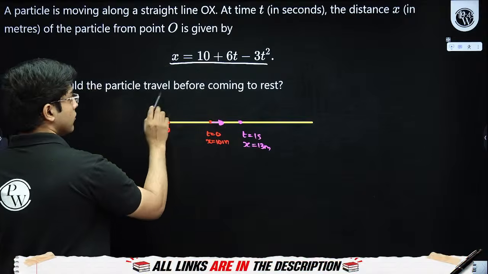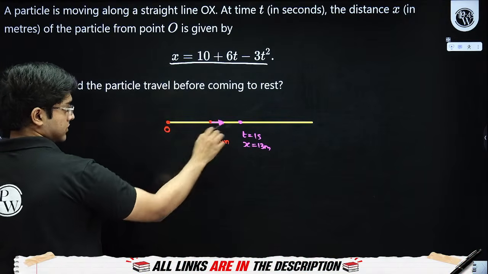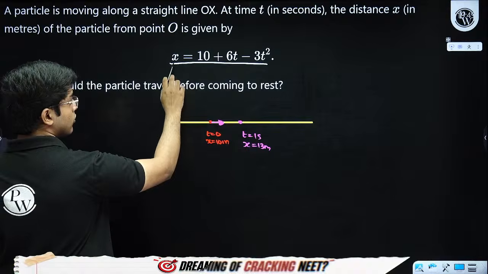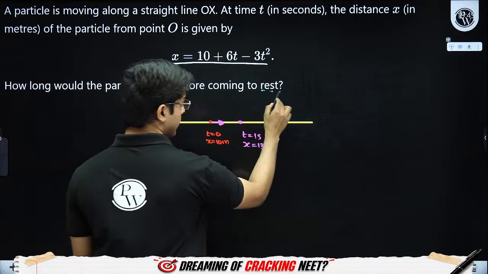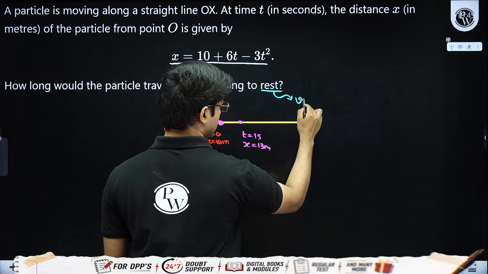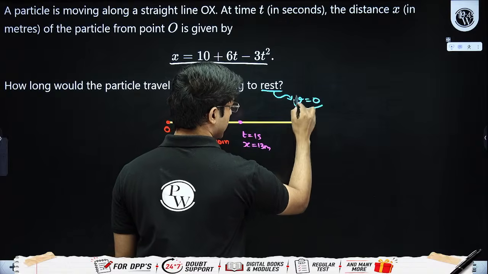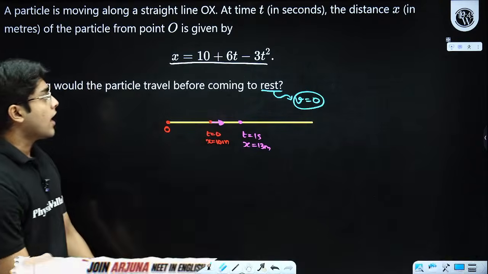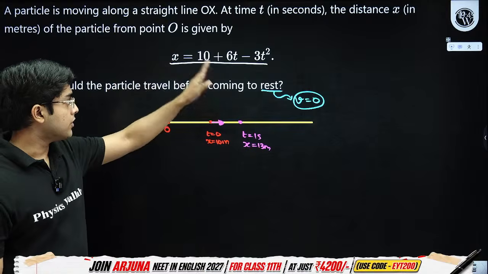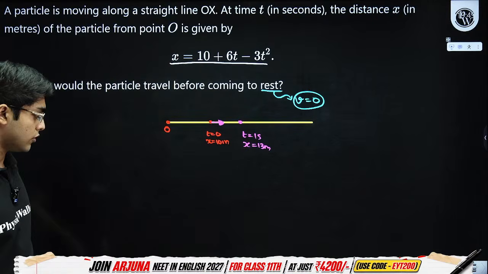Okay. So they're asking when does it come to rest. So what does rest mean? Speed equal to 0, right? When does the speed become equal to 0? And we are given x as a function of time.